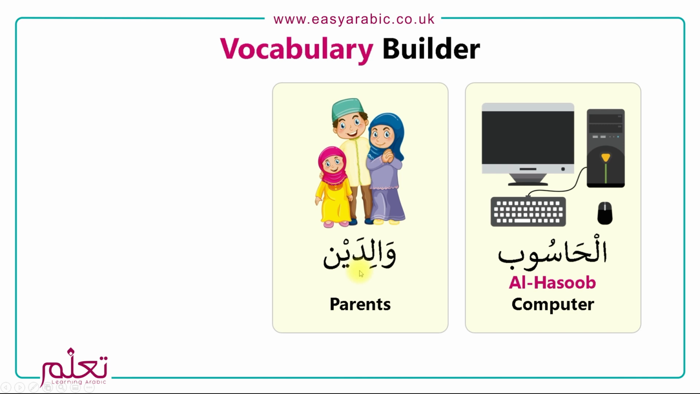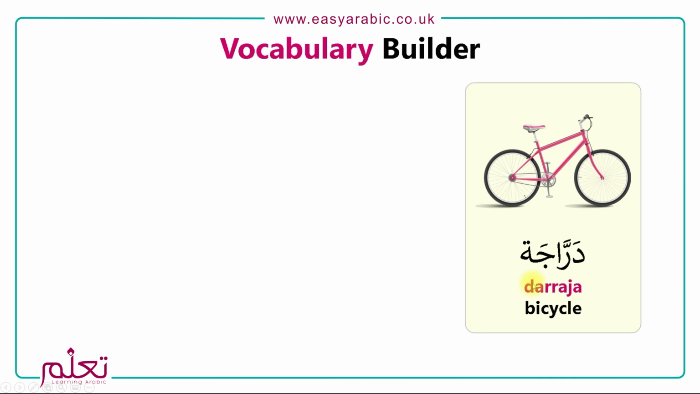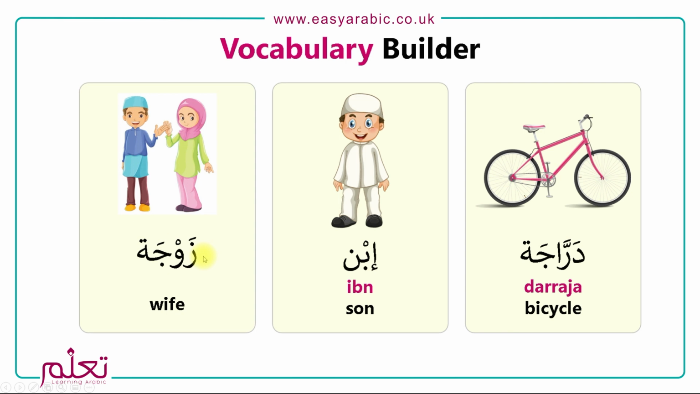Next one is hasub, is computer, al-hasub, which is the computer actually. Walidain, which is parents. Then we have al-aab, which is toys. So al-hasub, walidain, al-aab. Then we have dharraja, which is a bicycle. Then we have ibn, which is son. And zawja, which is wife. So dharraja, ibn, zawja.